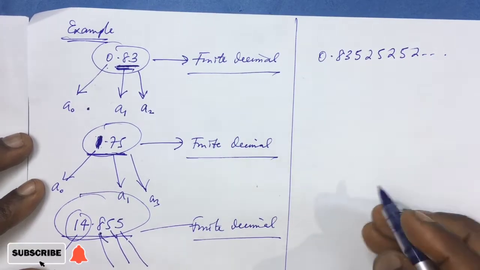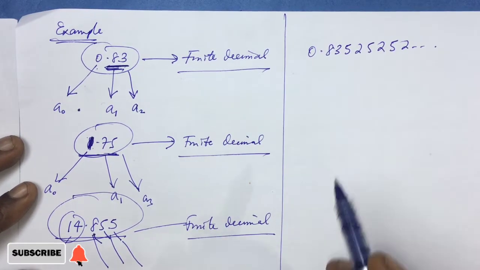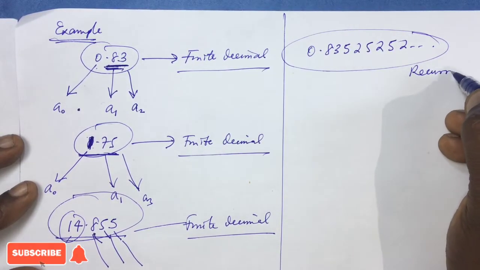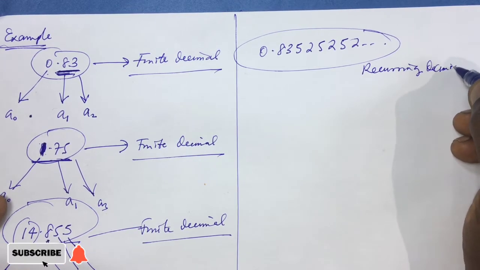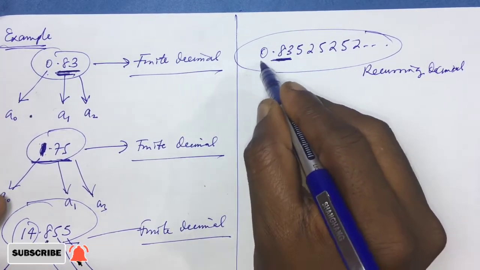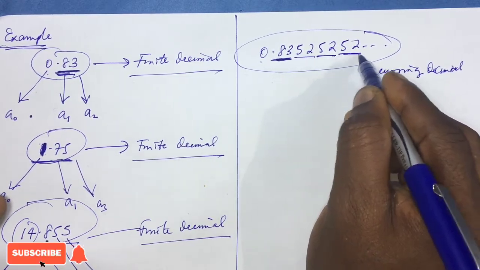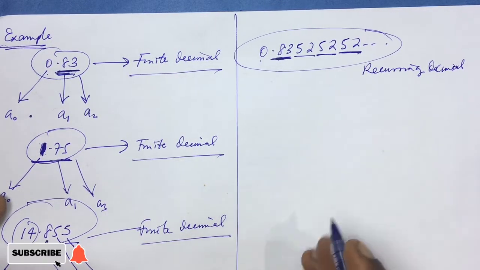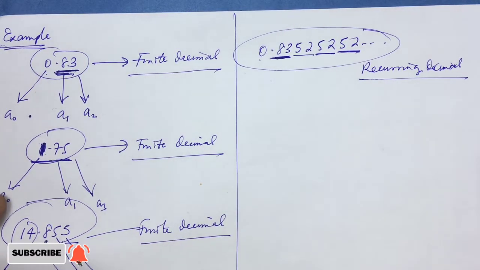0.83525252, and it keeps on like that. You will notice that 525252 keeps repeating. Now, when you see a decimal like this, take note, this kind of decimal is called a recurring decimal. Why is it called a recurring decimal? It is called a recurring decimal because after a fixed set of digits, in this case 8 and 3, after the decimal point, notice that every other digit reoccurs. That is, they keep repeating themselves: 52, 52, 52, 52. It keeps on like that. So this decimal is a recurring decimal, and only rational numbers produce recurring decimals.